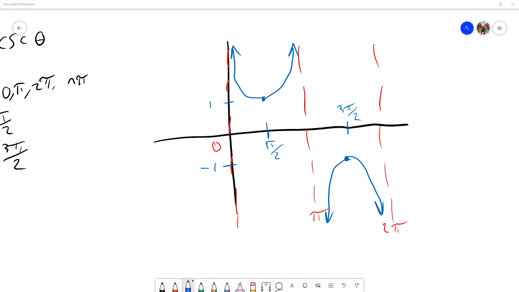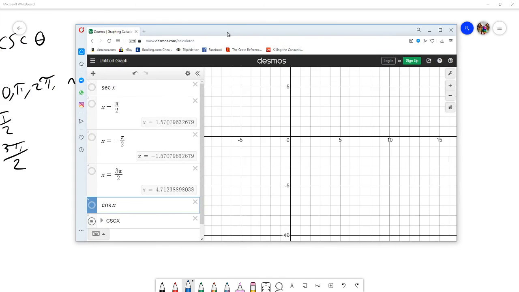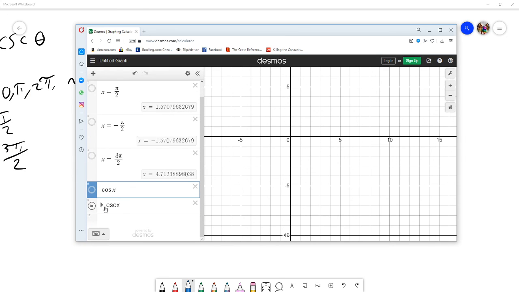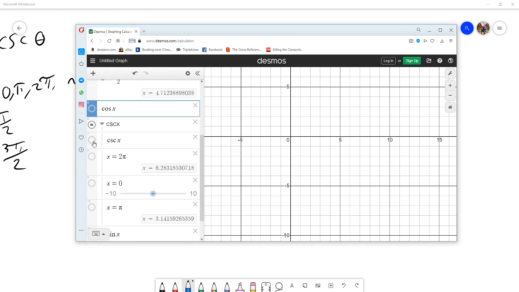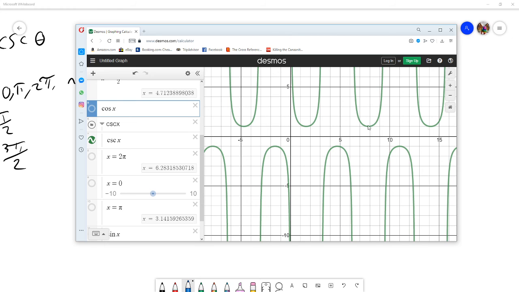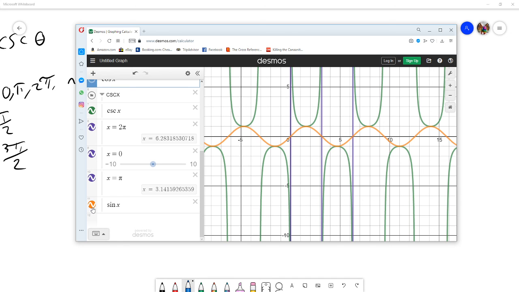Crazy. Alright, here is our lovely Desmos graph. I had hid it in a folder so you couldn't see what we were going to do. Cosecant. There are our asymptotes. And there is our lovely sine. Pleasant to look at. Exact same behavior. And now we can notice another significant fact.